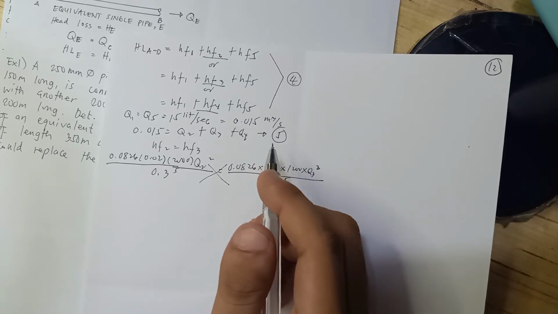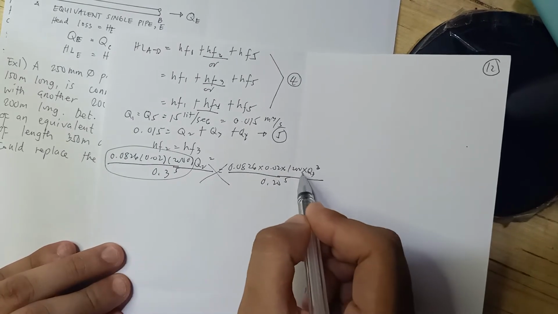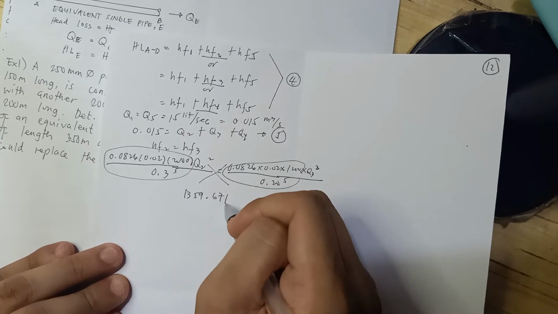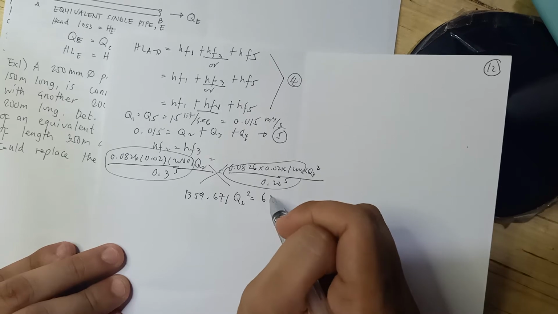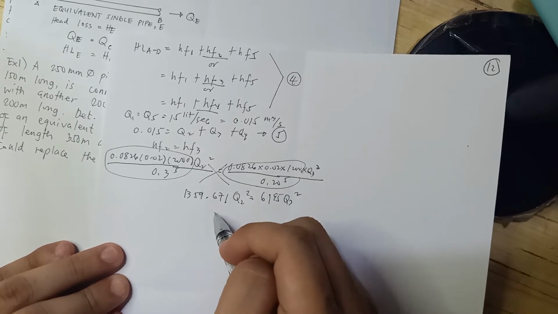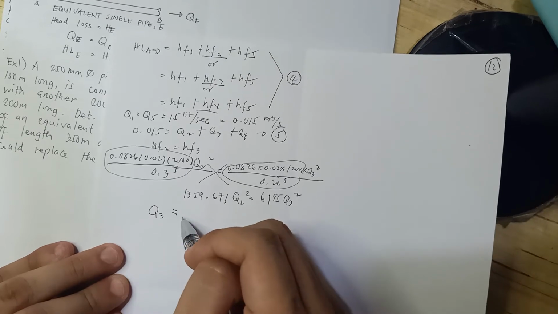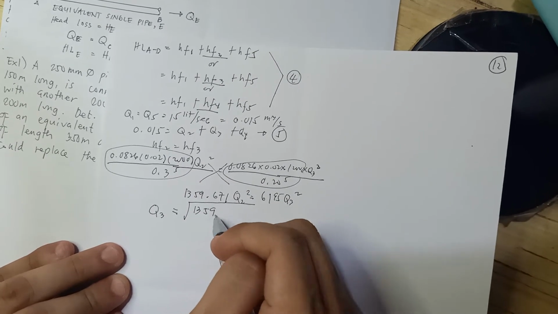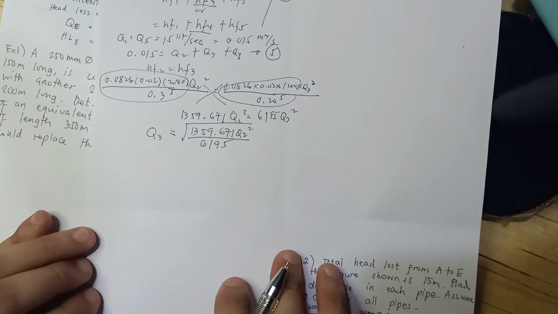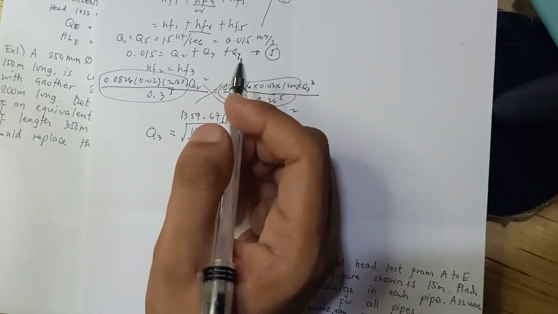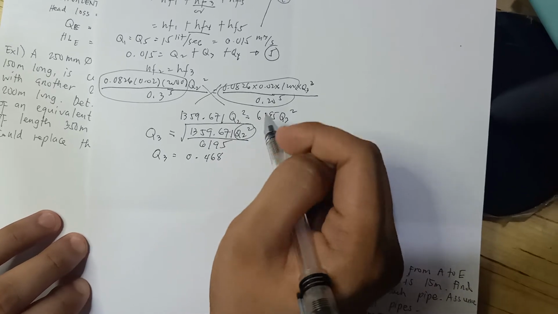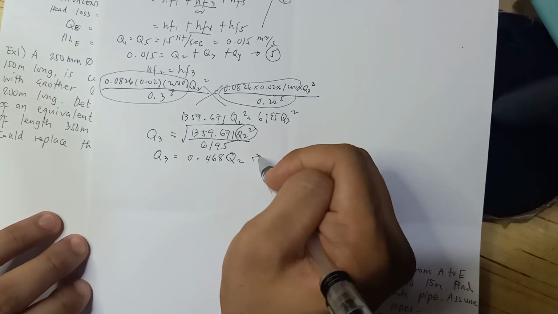or before doing that, let's reduce it to a certain value. 1359.671 Q sub 2 squared equals 6195 Q sub 3 to the power of 2. So cross multiply, Q3 equals the square root of 1359.671 Q sub 2 squared all over 6195. So Q3 now is 0.468 Q sub 2. This is equation 6.